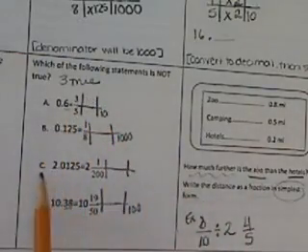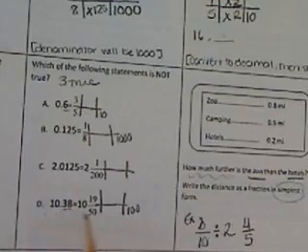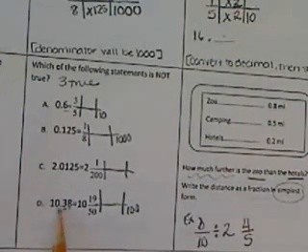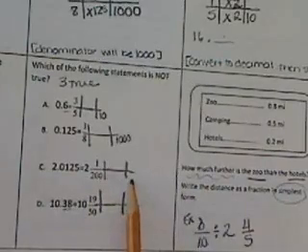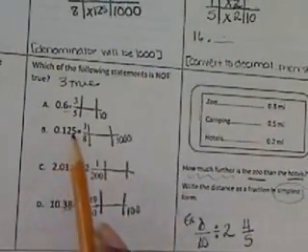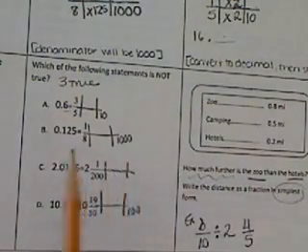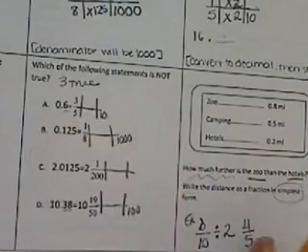Same thing with B, C, and D. You're going to go to the hundredths on here because this is the hundredth place. You can go to the thousands here or 10,000s, whichever you prefer. And here is the thousandths place. Alright, so you'll solve all 4 and see which 3 are true, which one is not.